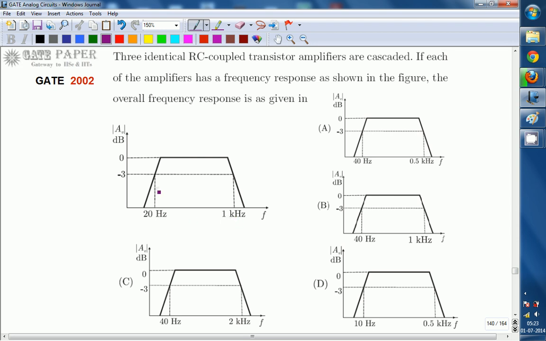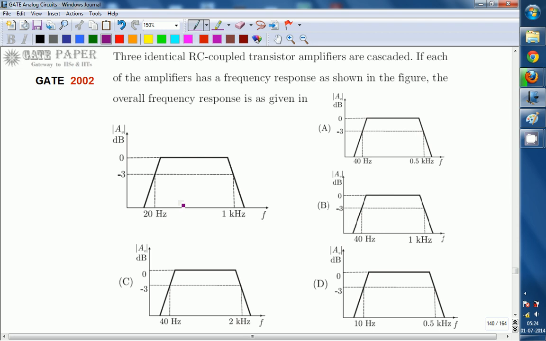It is given that 3 identical RC coupled transistor amplifiers are cascaded. If each of the amplifiers has a frequency response as shown in the figure, the overall frequency response is which one? 4 options are given: A, B, C, D. So out of these 4 options, what will be the right choice if 3 such amplifiers are cascaded?